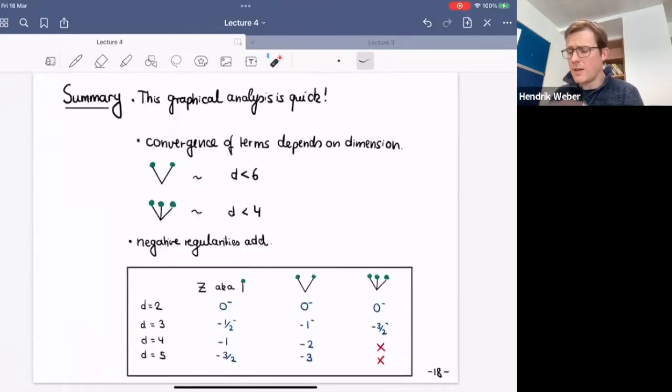So the summary is that this graphical analysis is quick, and the convergence of all the terms depends on the dimension. In particular, we can do the second Wick power as a space-time object in up to 6 dimensions, and the third Wick power up to 4 dimensions. And we also have this neat thing that negative regularities add. So in 2 dimensions, everything here has order 0. In 3 dimensions, you have regularity minus a half, minus 1, minus 3/2. In 4 dimensions, you would have a minus 1 and a minus 2 here, and this thing doesn't exist anymore because the integrability condition on the diagonal was violated. In 5 dimensions, you would have minus 3 here. In general you're not allowed to multiply distributions of negative regularity, but if you could, the negative regularities should add, and this is what this table reflects. So this is the analysis of these terms.